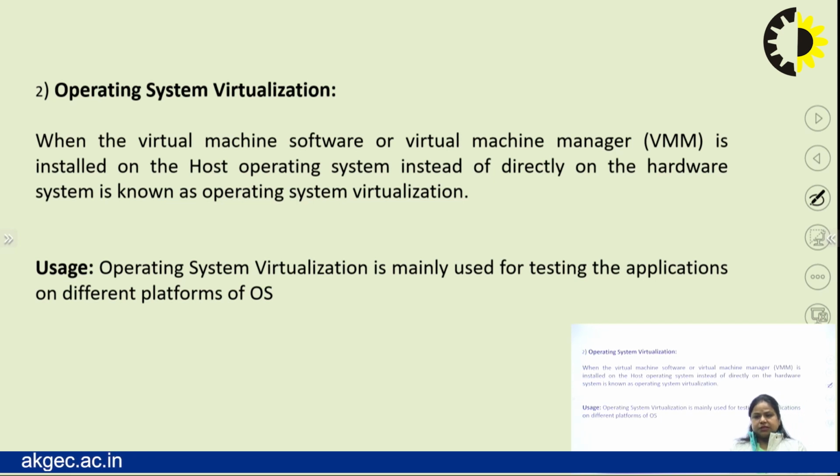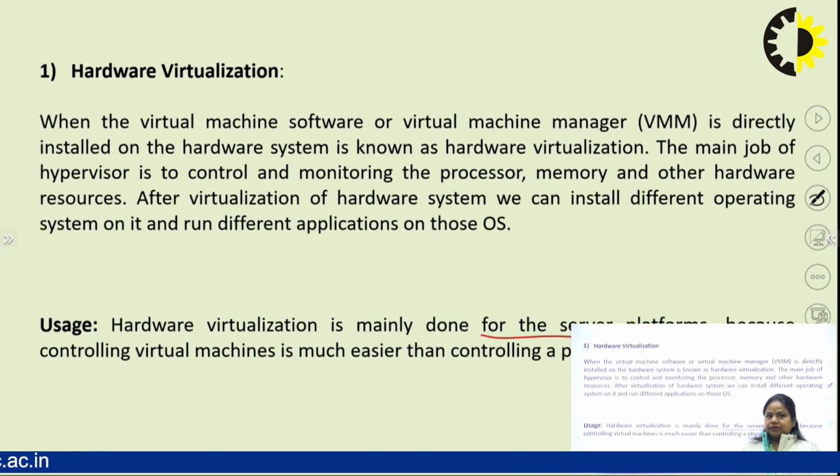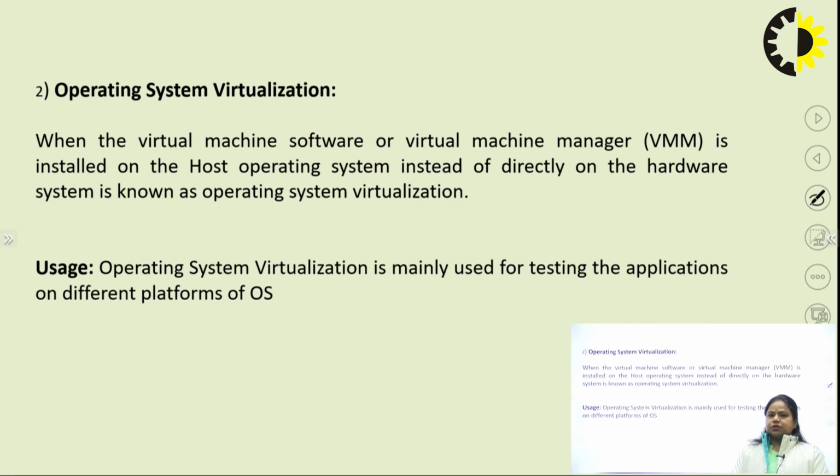Now the second is operating system virtualization. Operating system means, instead of installing onto the hardware system, we simply install on different host operating systems. We are not installing directly onto the hardware, we are installing onto the operating system. Suppose they are using Linux, so according to that we have to create the environment according to the requirement, and so on. That is called an operating system.